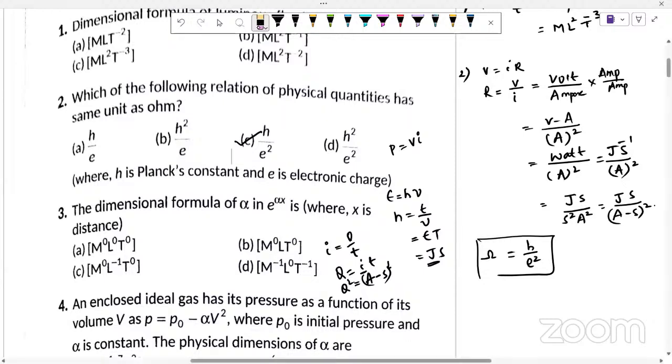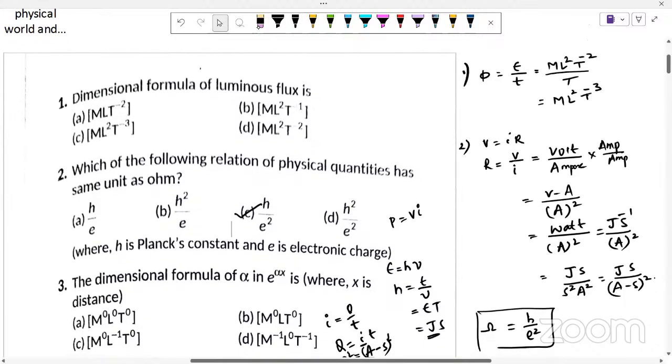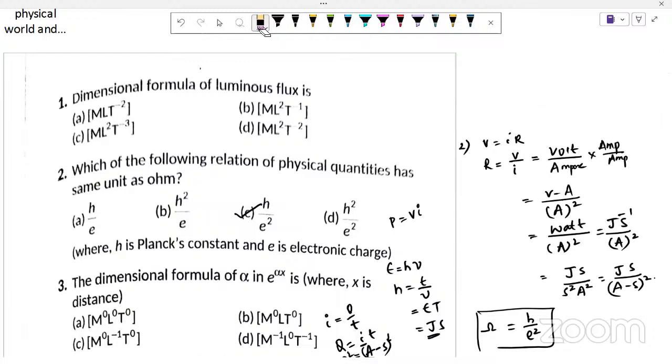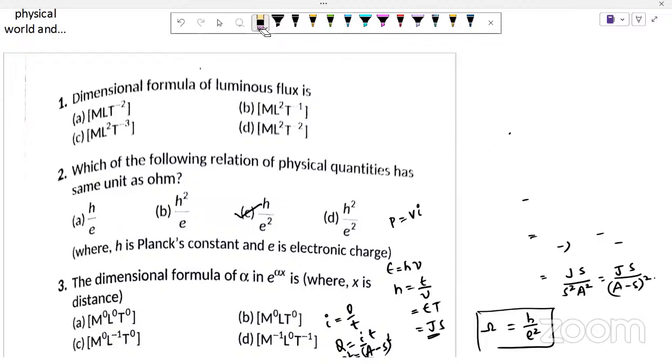Can I have this one? Flux is your energy divided by your time. And ohm is the unit of your resistance. Resistance is V equal to IR. Simplifying that one, it is coming out for me equal to your Planck's constant divided by your e square. That is your dimensions. Okay?